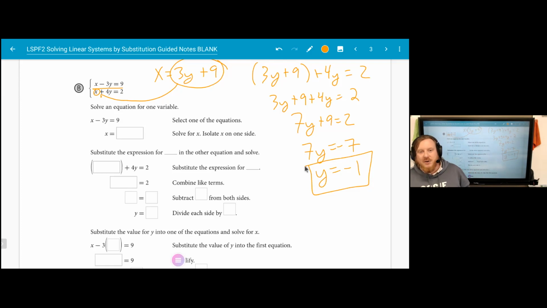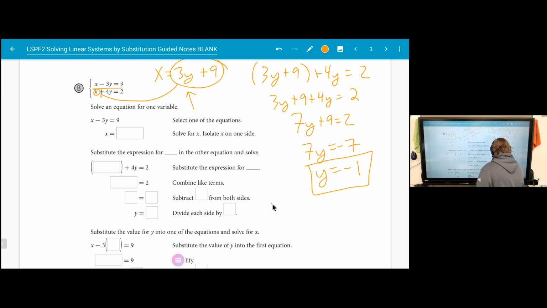Just like we did in the first one, though, we're not done. Two lines can't intersect just at a y value. We also got to find an x value. It'd be really nice if we had an equation that said x equals something. We do. X equals 3y plus 9.